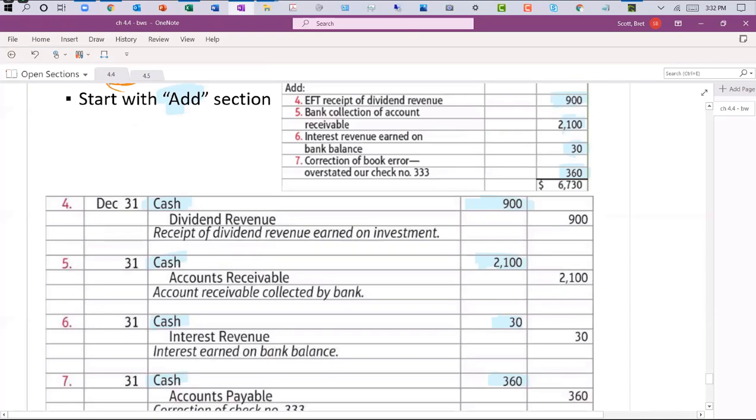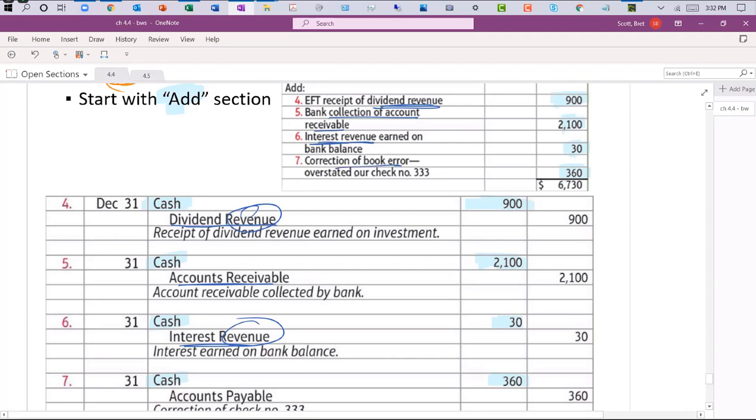sometimes the selection is rather intuitive. If it says we got dividend revenue, use the dividend revenue account for the offsetting credit. Collection of account receivable, well, that just means that accounts receivable will decrease with a credit. Interest revenue means we're going to have a credit to interest revenue. Notice how revenues are always credited, except when you close it out. So revenues are always going to be a credit.